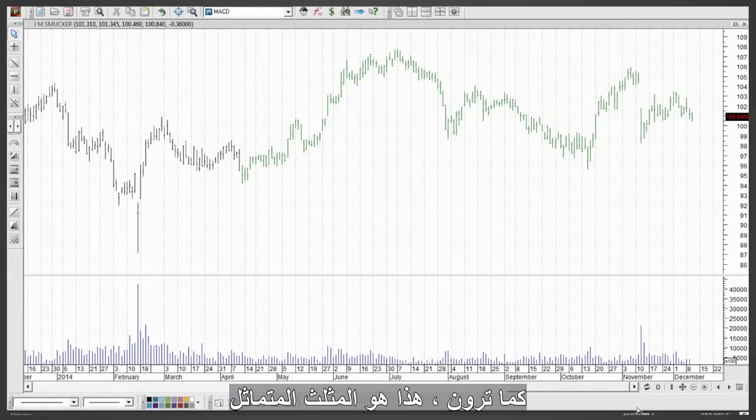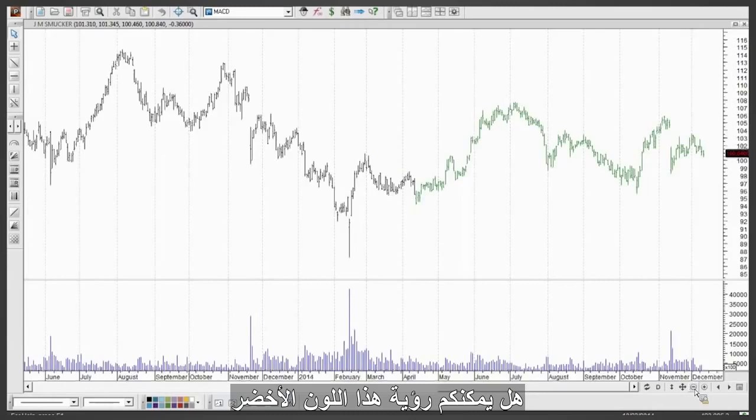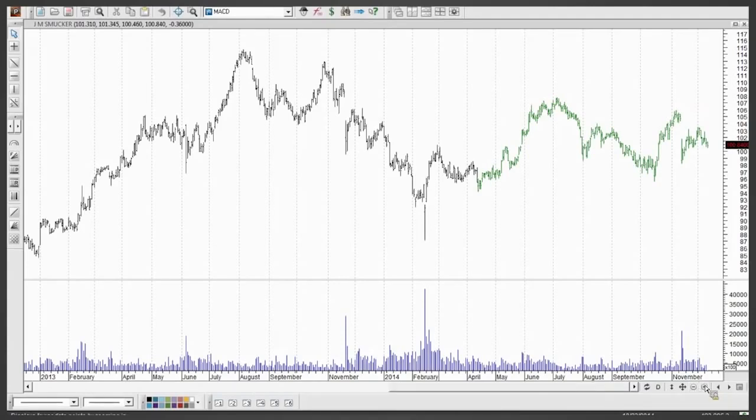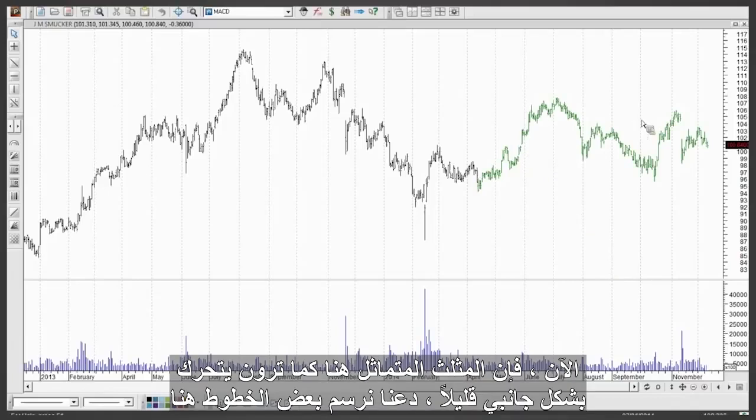And as you can see, this is actually the symmetrical triangle, and I don't know, can you guys see that that is a green color? So the symmetrical triangle is a green color. Can you guys see that okay? Okay, great. Now the symmetrical triangle here, as you can see, this is actually moving a little bit sideways.